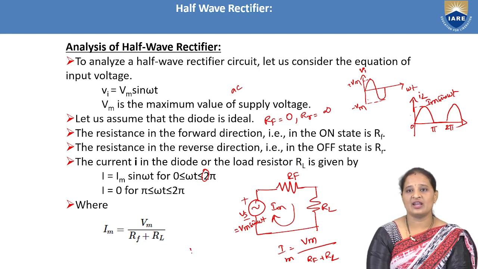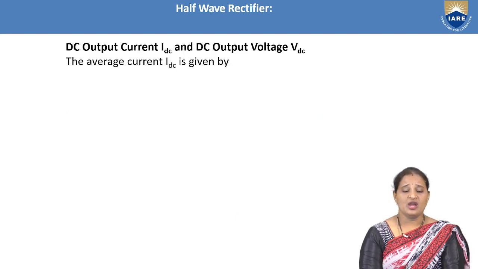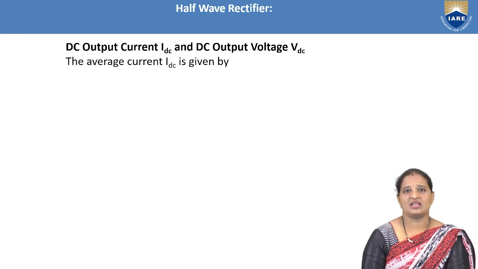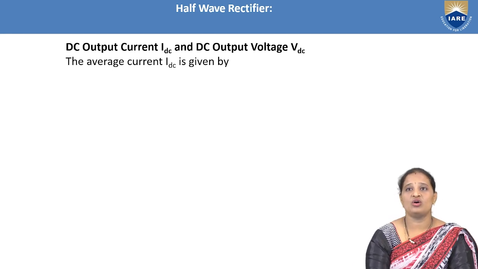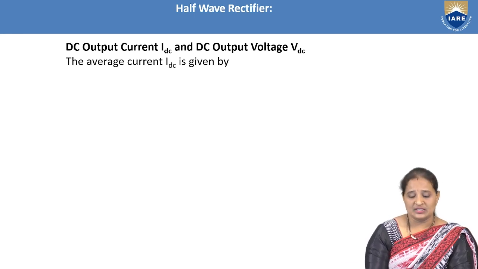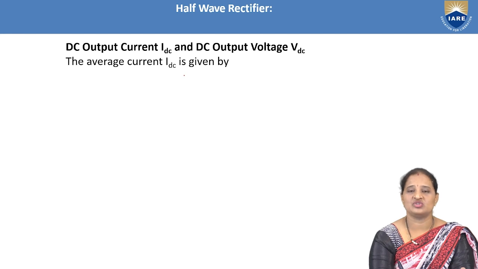If we have considered an ideal diode, then Rf is equal to 0. In that case, Im will be taken as Vm by Rl. These things we have to remember. So this is the current through the circuit or diode or through the load resistor. Now, for doing the mathematical analysis, first we need to find out the DC output current and also the DC output voltage which is measured across the load resistor. Here the DC output current or voltage is also called the average current or average output voltage.